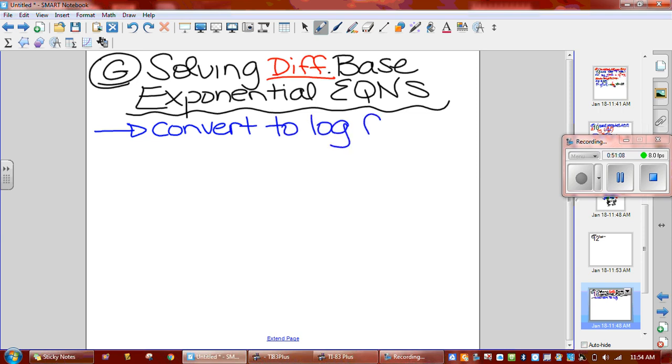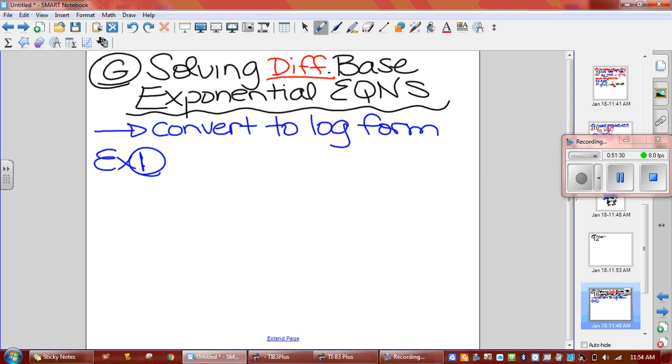Convert to log form. Okay? So that's the biggest thing. Now, if x is on one side, you basically convert to log form and solve. If x is on both sides, you're going to log both sides. So like I said, there's 3 types of examples. Here's example 1.